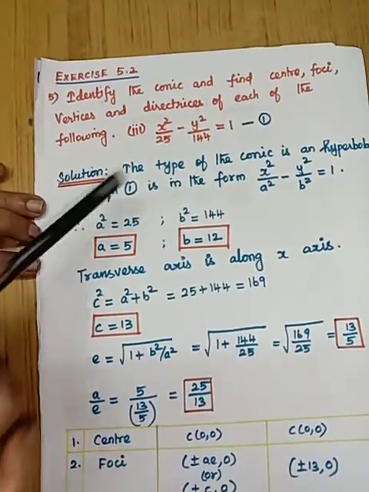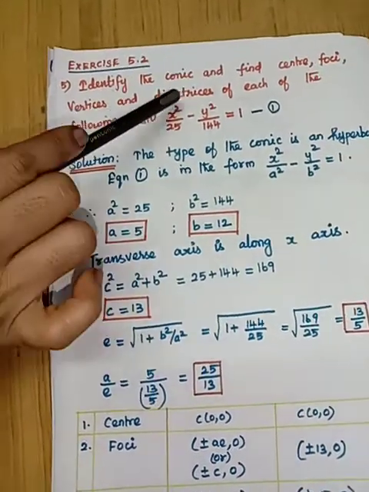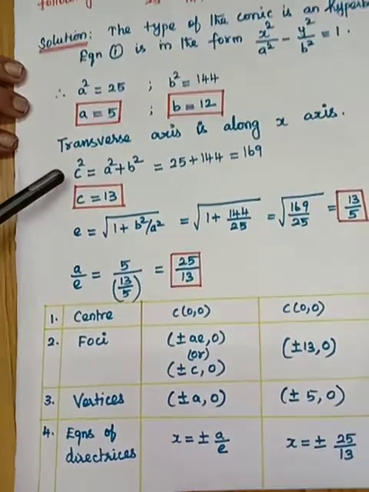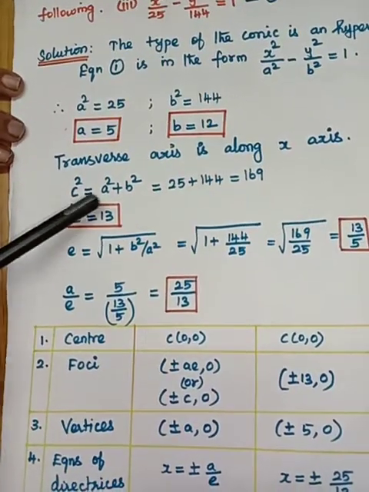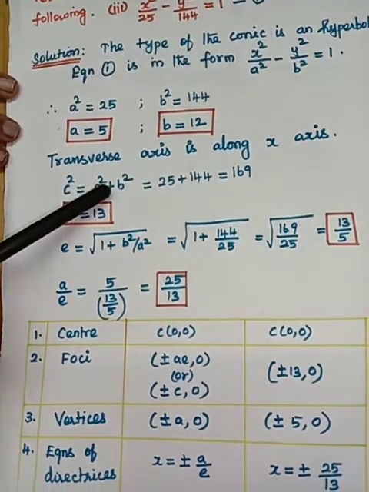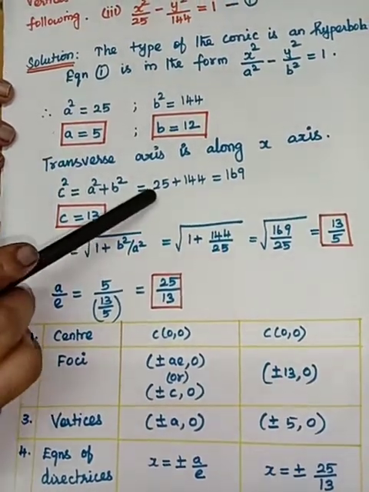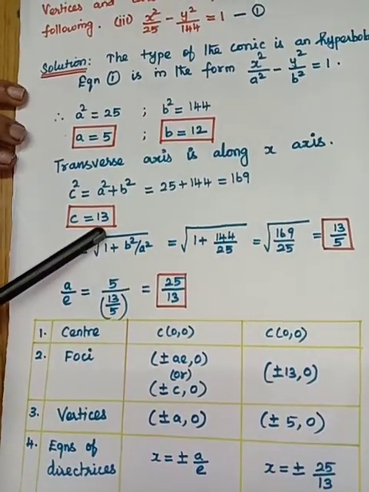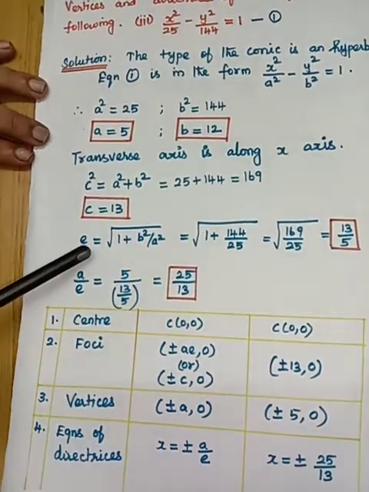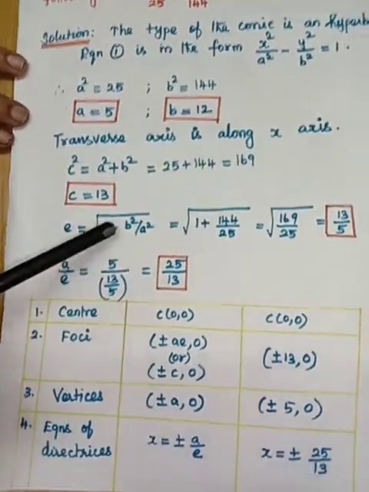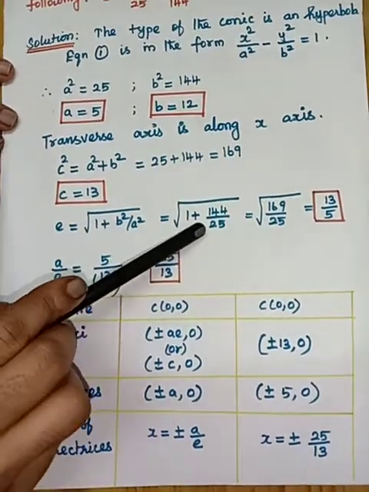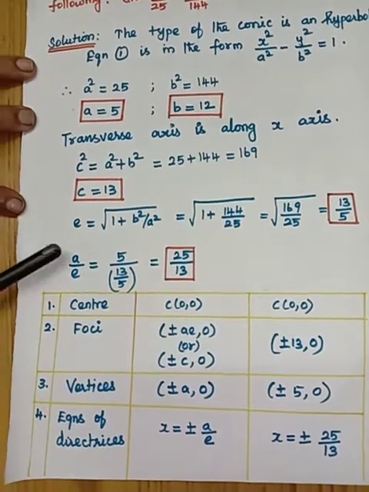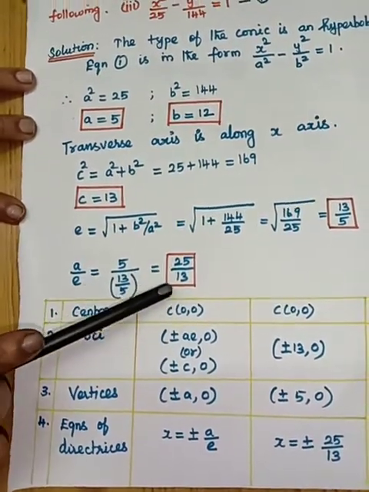Next, to find the center, foci, vertices and directrices, we need what? c, a by e, everything is needed. So we are going to find c squared. For the hyperbola, the formula is c squared is equal to a squared plus b squared. So here a squared is 25, b squared is 144, that is equal to 169. From this c is equal to 13. So next we have to find e. For the hyperbola, the formula is e equals square root of 1 plus b squared by a squared. While calculating, your answer is 13 by 5. Next, for the directrix, you need a by e. So when you substitute, it is 25 by 13.